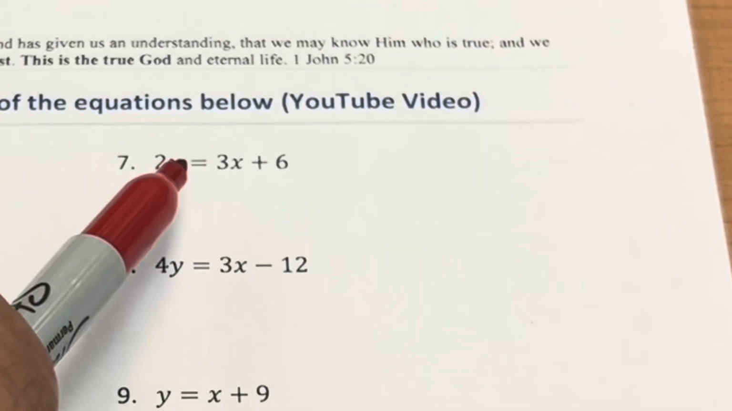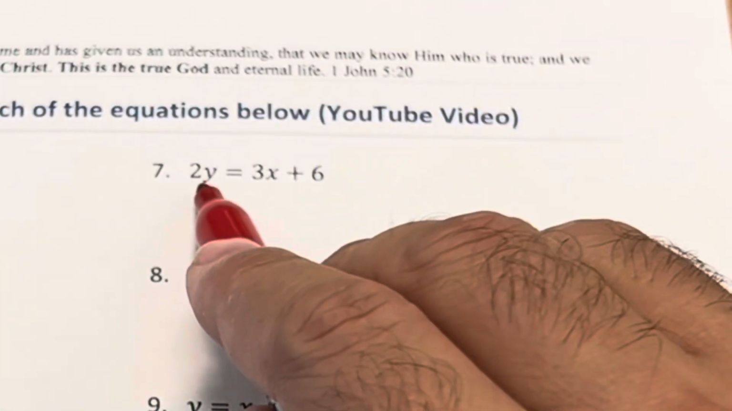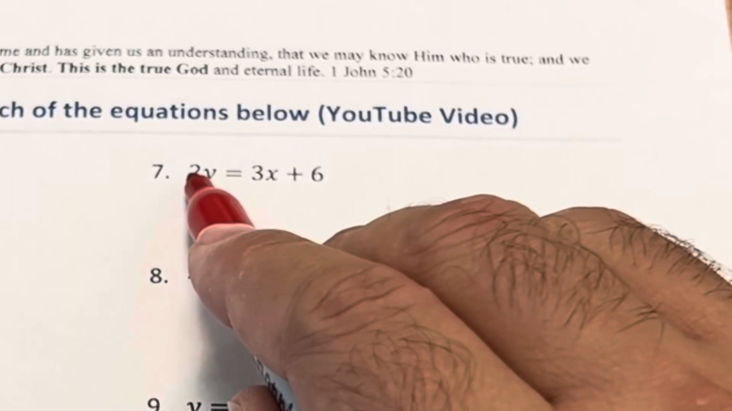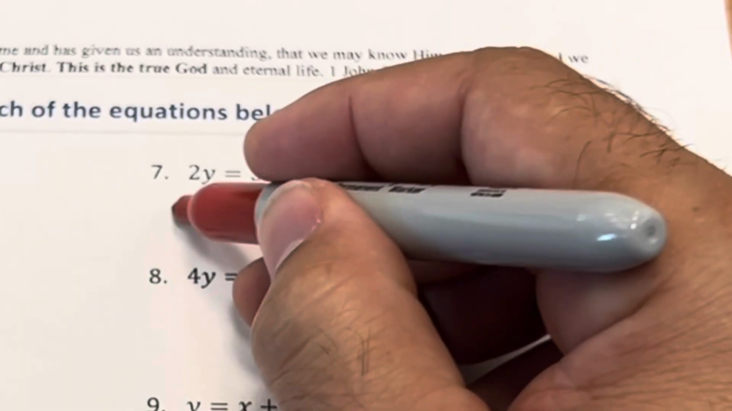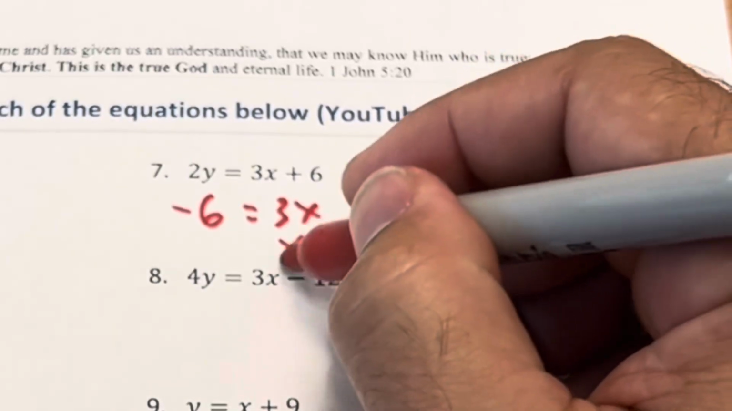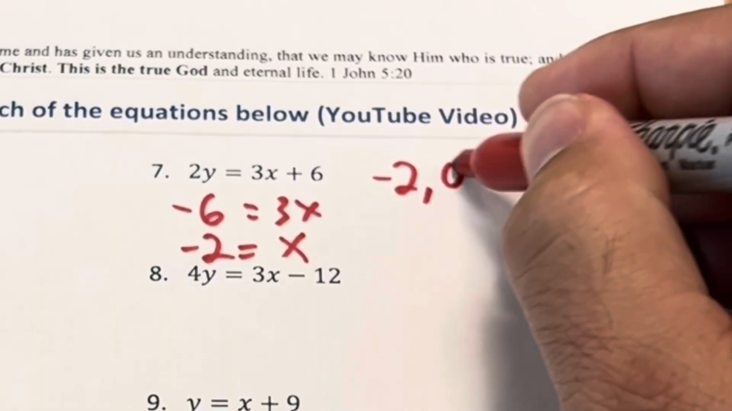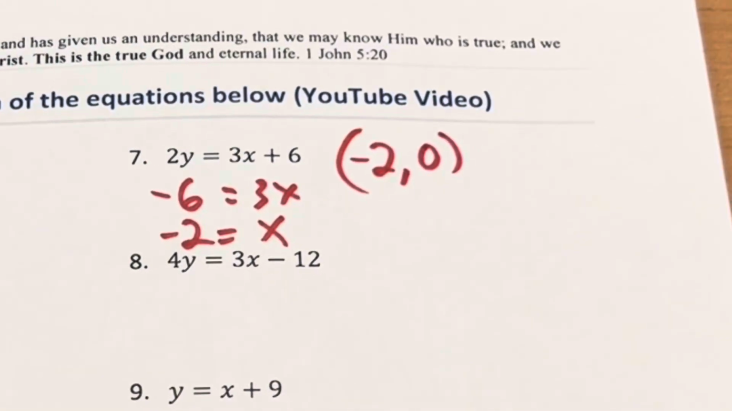So let's do this one. This one is number 7. If I give 0 to y, all this is 0. Minus 6 equals 3x, so x equals minus 2. So minus 2 comma 0. That will be the x-intercept.